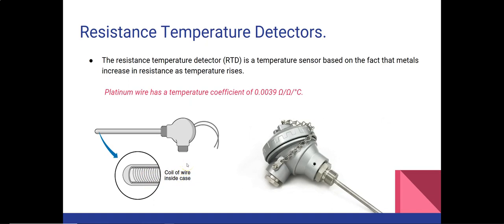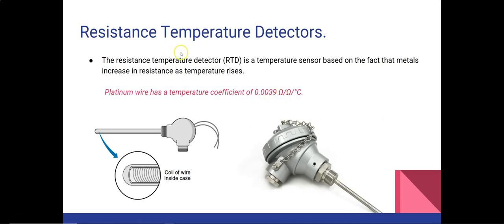So here you see inside this you have this platinum wire which is wrapped around a ceramic or a glass rod, and sometimes the wire is supported between two ceramic rods. So in the resistance temperature detectors, the platinum wire has a temperature coefficient of 0.0039 ohm per degree centigrade. Which means that for each degree Celsius, the resistance goes up by this amount, which is 0.0039 ohm.